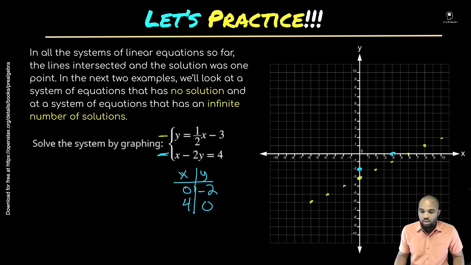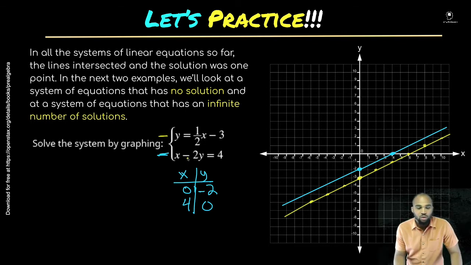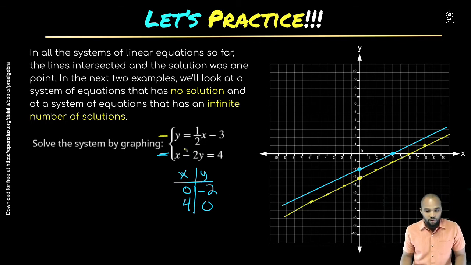So look at these lines, right? If I were to connect those, it becomes apparent that they are what? Parallel. So if I draw a line through this one, look at that. And it's never going to cross. Now you don't know for sure, right? So to be sure, let's look at the slope.